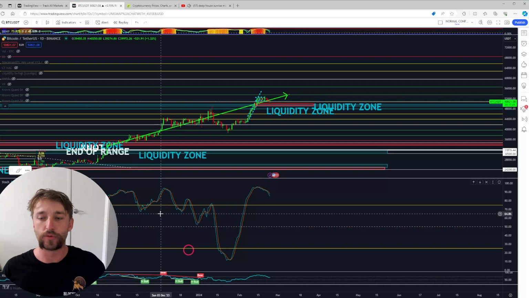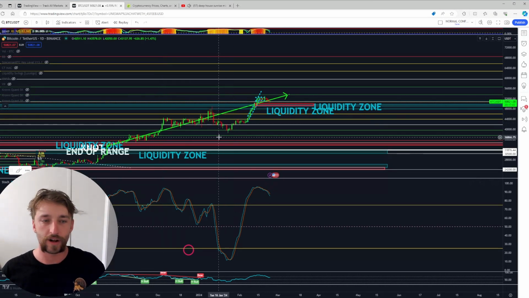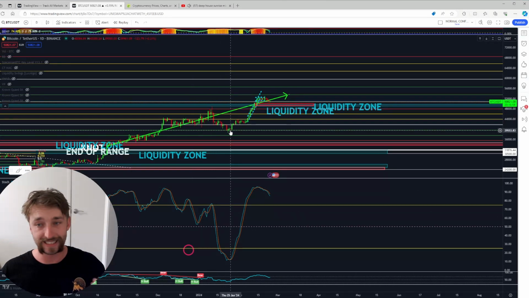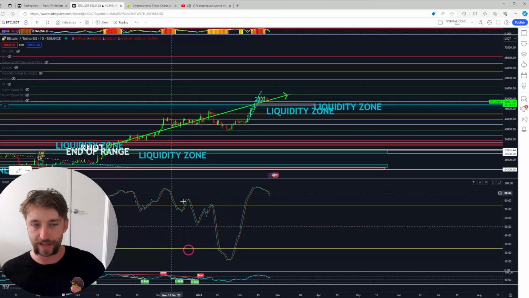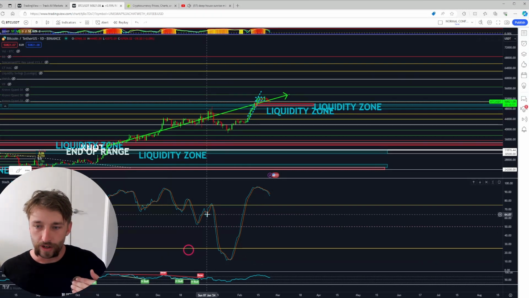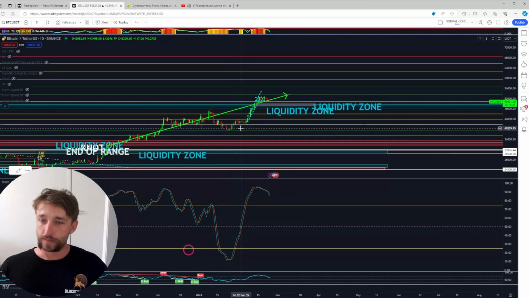So when it does have a pullback, like for example right here, it won't go as deep a lot of the time, because it's already sort of gradual. It's not falling from all the way up here to down there. It's already gradually crawled its way down, and then it's just going to do this couple of day move, take out the lows, put in a new low, and then move up from there.